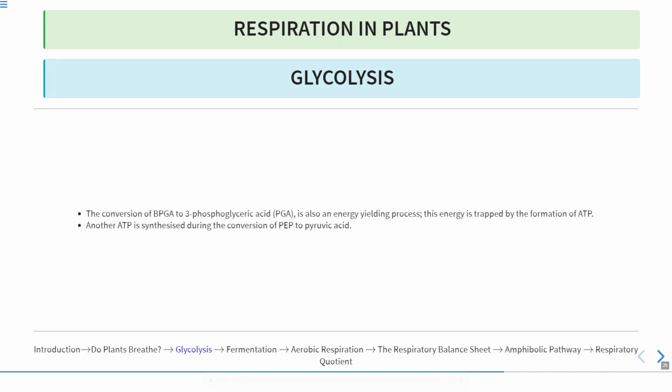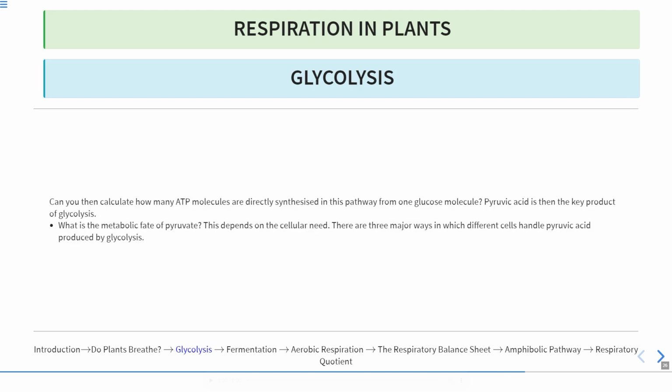The conversion of BPGA to 3-phosphoglyceric acid is also an energy yielding process. Here also the energy is released and it is trapped in the form of ATP. Another ATP is synthesized during the conversion of phosphoenol pyruvate to pyruvic acid at the last step, and there is a requirement of the pyruvate kinase enzyme. So, can you then calculate how many ATP molecules are directly synthesized in this pathway from one glucose molecule?